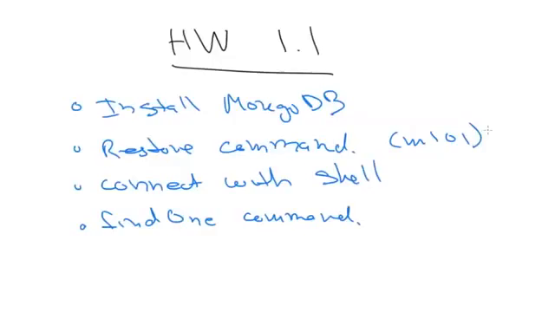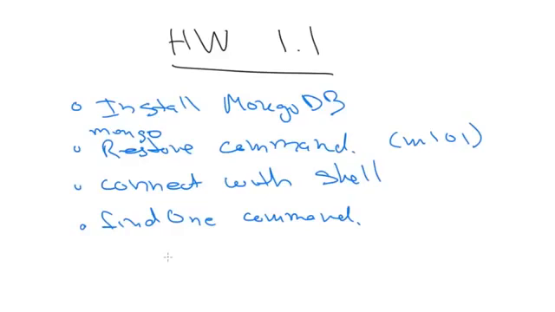In this first homework, we're going to have you install MongoDB, just like we showed you in the lesson. You're going to install it either for PC or Mac, depending on what you're using at home. And we're going to have you use the mongorestore command to load up the database with some files that have been exported before using mongodump. And then we're also going to have you connect with the shell to the Mongo database and use the findOne command to look up a document in the collection.